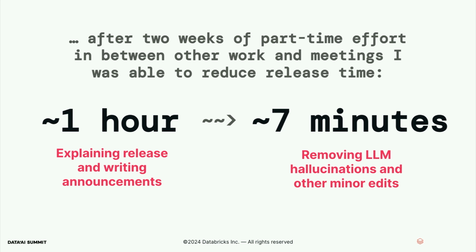Before, I was just explaining and writing out release notes for everything and writing announcements, and other people were hesitant to do it, and it was a pain. Now it's 7 minutes, because it takes 7 minutes to release. And most of the time it takes to release comes down to removing LLM hallucinations and other minor edits, because LLMs still hallucinate even though you tell them not to hallucinate. It's still AI. It still hallucinates.